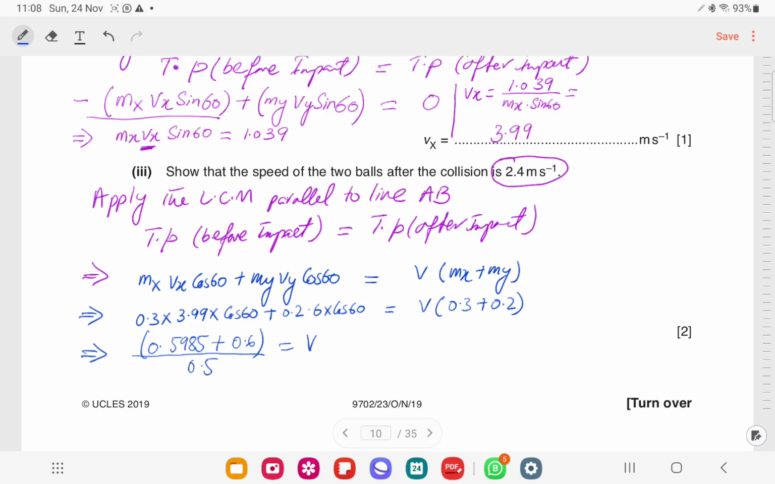Now 0.6 plus 0.5985, we're getting this divided by 0.5, it's coming 2.39 ms minus 1, which is the required velocity he is asking about.